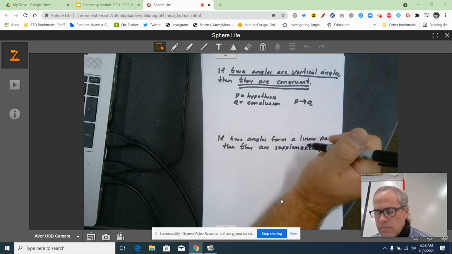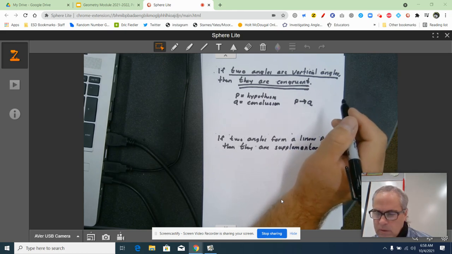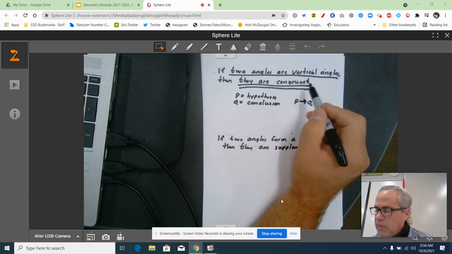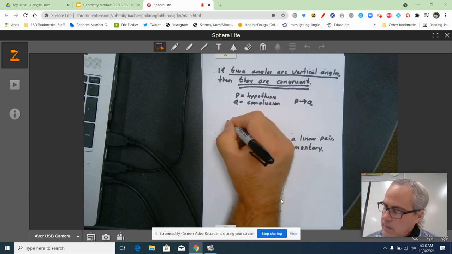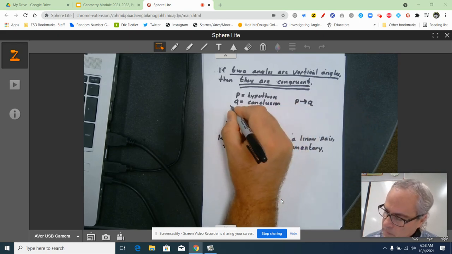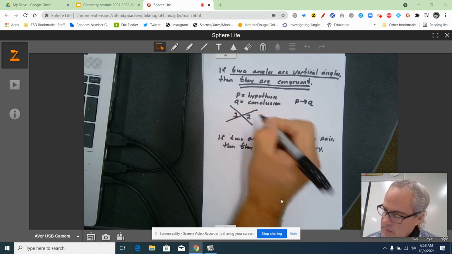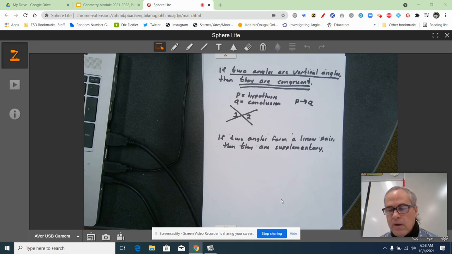Is that true, by the way? We haven't really looked at this too much. This is going to lead to a theorem called the vertical angle theorem, where we look at two vertical angles and we're going to discover that, yes, indeed, those two angles right there are going to be congruent. So it is a true statement. I'm just telling you that, and we'll do some work with it to show that it has to be true.